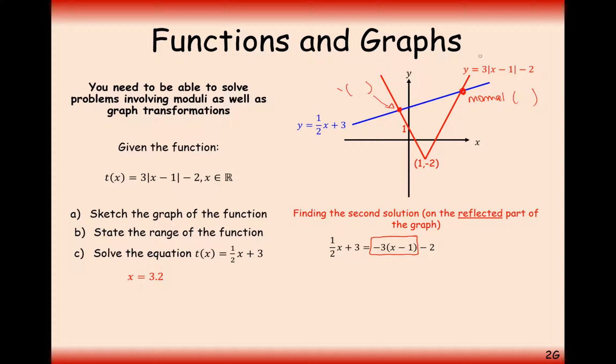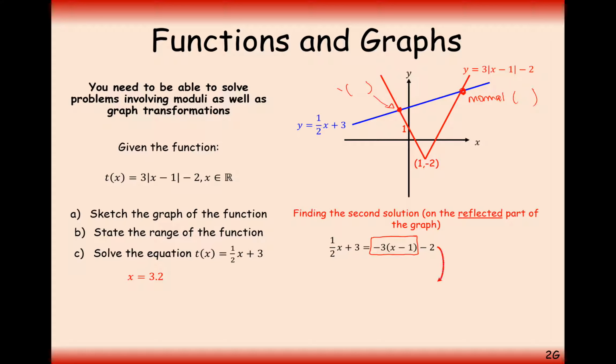On the normal part of the graph that's not been reflected, it's just a normal pair of brackets that replaces the modulus symbols. And on this part of the graph here, where it is the reflected part of the graph, this is actually a negative gradient, so we need to put a negative symbol in front of the brackets where we get them here. And it's just easier for me to write this negative symbol in front of the 3 rather than just in front of the brackets.